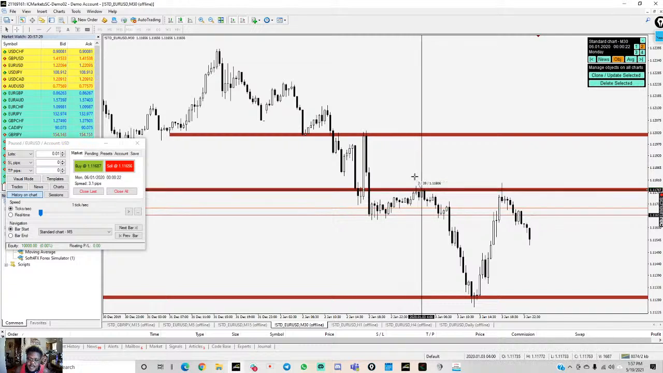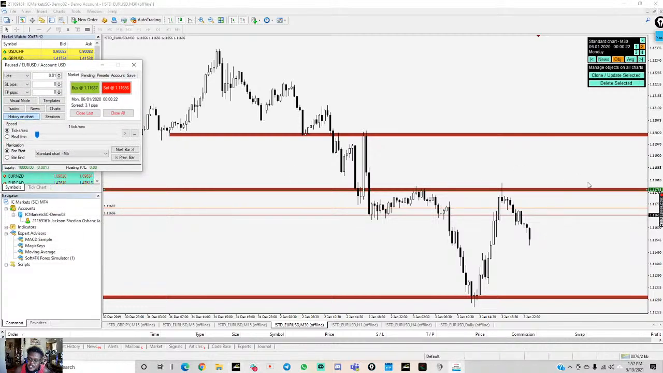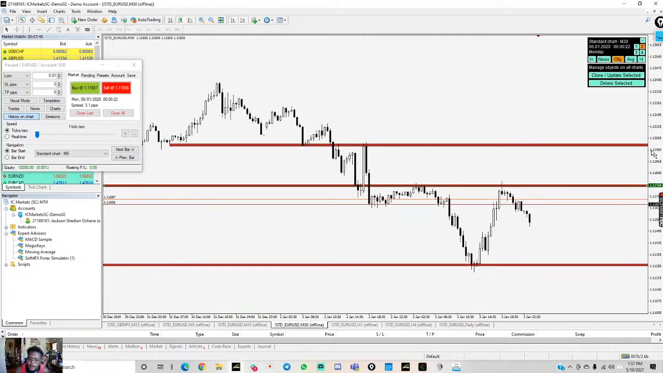So let's just measure this range just to see. So this is a 23 pip range. So in order for me to take a trade in the forex market, I would need my range to be at least 20 pips. But you know, this is the market open, the Asian session, so at this point, I wouldn't be looking for any trade right now.